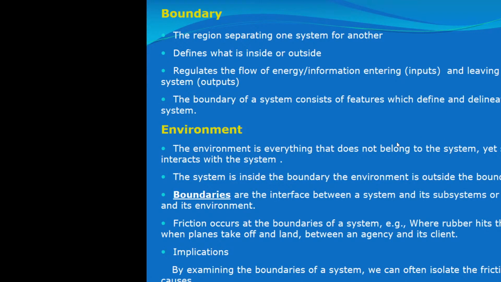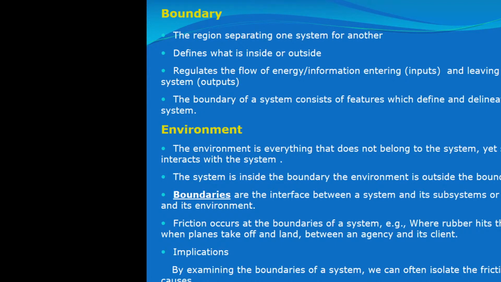One of the elements of the system is the boundary. Boundary is the region separating one system from another. Boundary defines what is inside or outside the system. Boundary regulates the flow of energy or information entering as inputs and leaving the system as outputs. The boundary of a system consists of features which define and delineate the system.